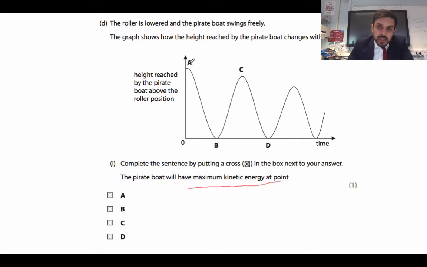Now here, at A, what type of energy does the pirate boat have? GPE, gravitational potential energy. Here, the GPE turns into kinetic energy. So it gets faster and faster. The fastest point is at the bottom. That's the fastest possible point. So that's where it has the most kinetic energy. Then the kinetic energy is changed into GPE. Same again. Now the reason why it's not this one is because you can tell the graph's lower. It slowly starts to slow down. So it has the most kinetic energy there.